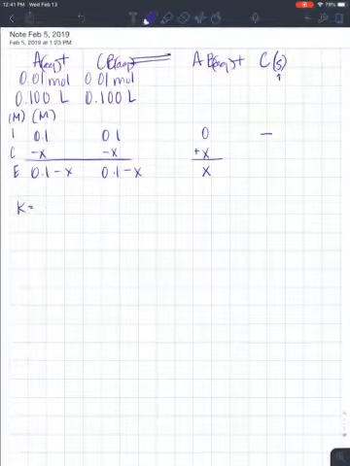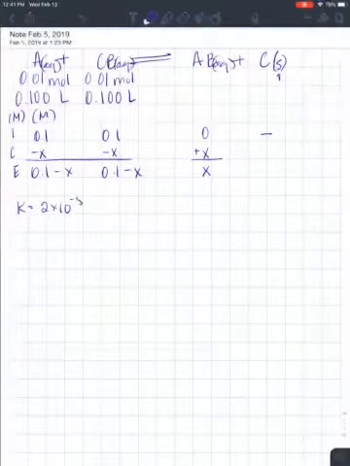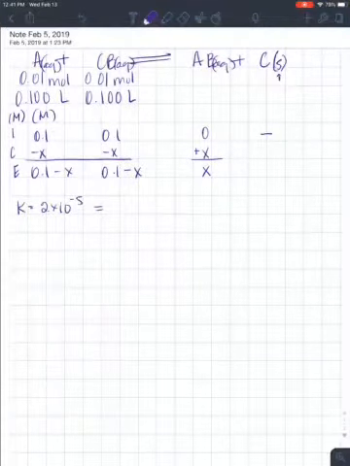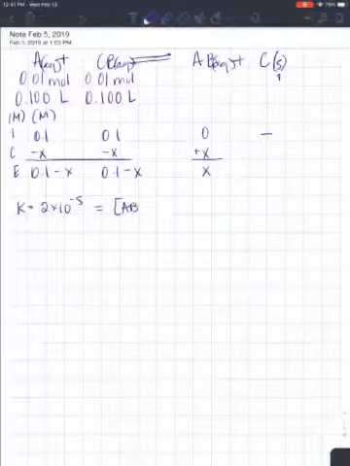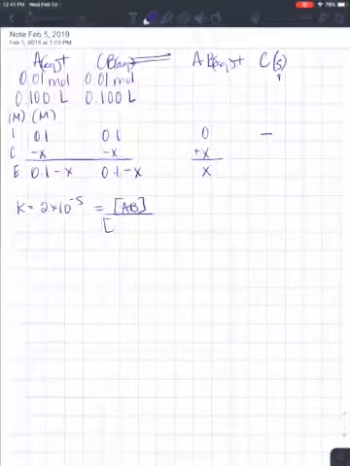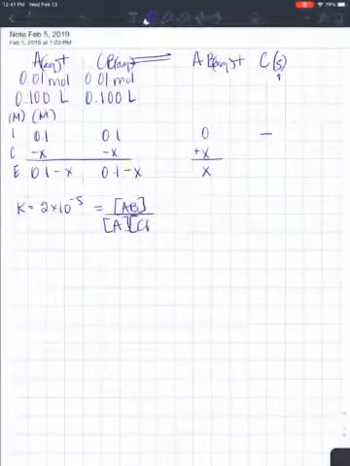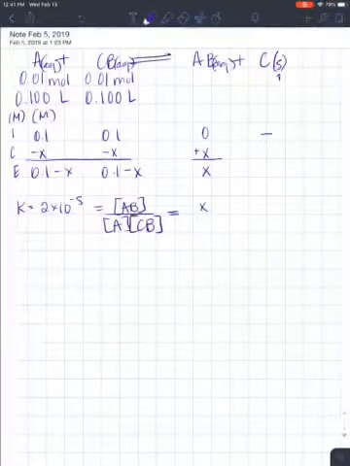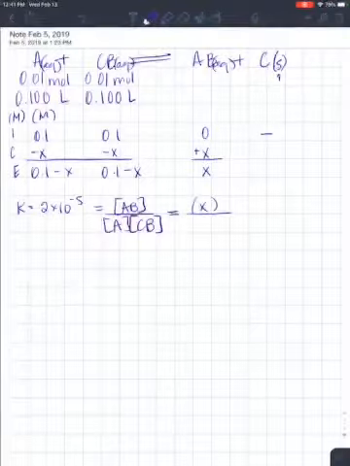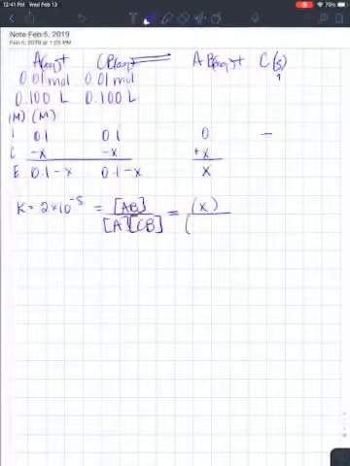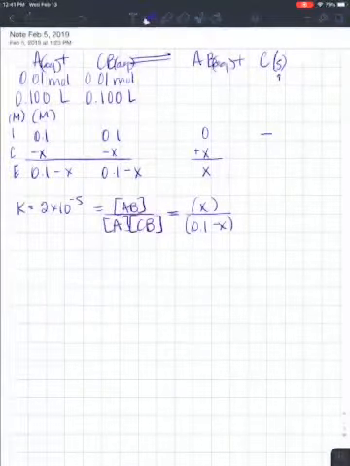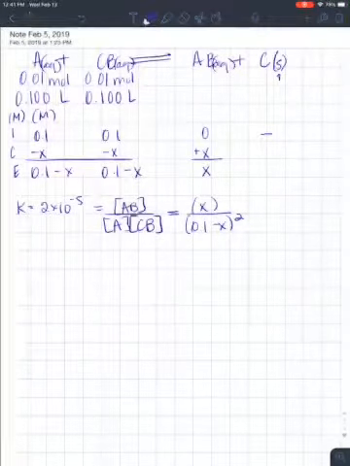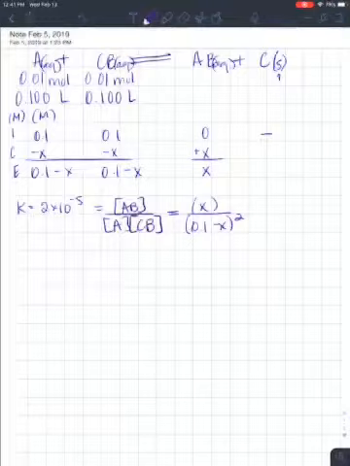If I set up my K expression, and I know K is equal to 2 times 10 to the minus 5, I have products, which are AB, over reactants, which are A and CB. And if I take a minute to plug in the equilibrium expressions, I end up with this. Now, A and CB happen to be the same, so I just squared it for simplicity.